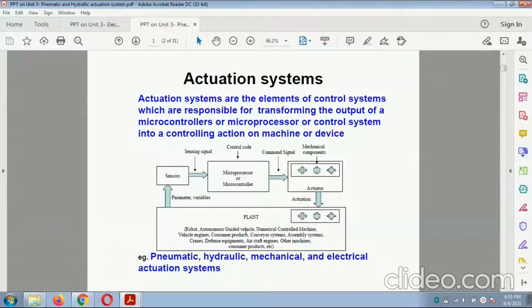This is a plant in which the parameters can be used as a sensor. These can be sensed, and the sensing signals can be processed by the microprocessor. The microprocessor can be in controlled mode. This can forward the information towards the command signal. Then in the mechanical component, the command signals can be actuated with the help of the actuators, and this goes to the plant. So these are the processes which are carried out by the actuation system.